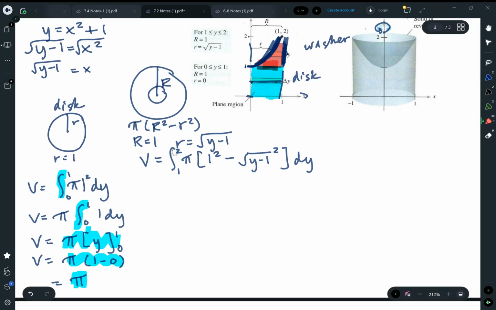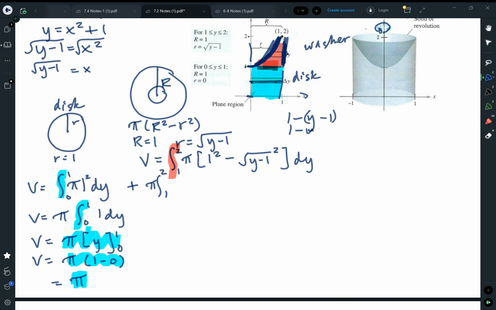And I want to highlight this one. So I'm doing my second part. I think I'm just going to write a plus here, and then I'm going to put pi in front. This is from 1 to 2. And then 1 minus y minus 1. Let's see, 1 minus y minus 1. That's just going to be a 2 minus y, right? 1 minus y plus 1, so 2 minus y. And then dy. I bet you thought it was going to be a lot more complicated.